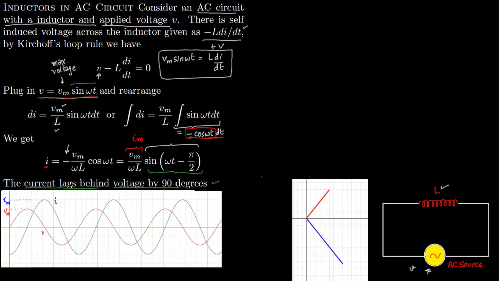This is more clear in a phasor diagram. In the phasor diagram, this red part is the voltage and this blue part is the current. So the current is 90 degrees behind voltage. This angle is 90 degrees. So if this angle is omega t, then this angle here is omega t minus pi by 2.